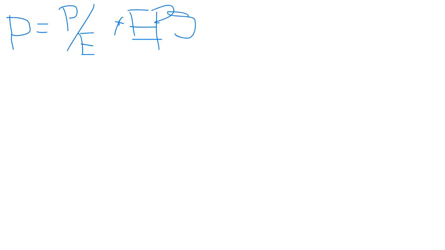Now, let me erase. So back to the price earnings multiple. The price earnings multiple technique is basically a stock valuation pricing technique, and what it is telling you is that the price of the stock is the price earnings ratio times earnings per share.